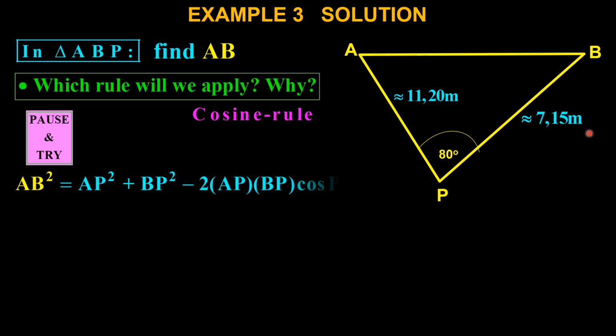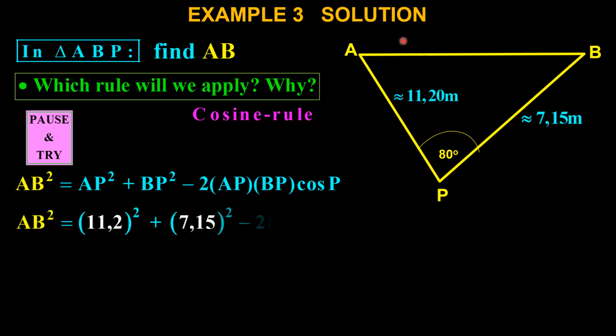Okay, now let's look at the solution. There we've got our cosine rule. AB squared will be AP squared plus BP squared minus 2 times AP times BP times cos of P, because AB is opposite angle P. Remember they need to match. The angle P will match with the side opposite angle P.